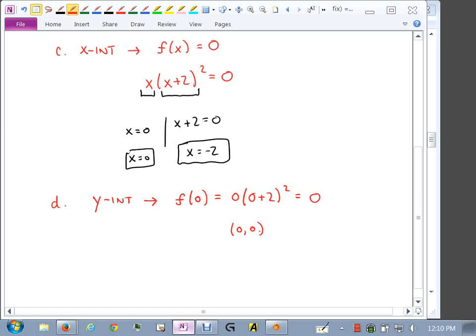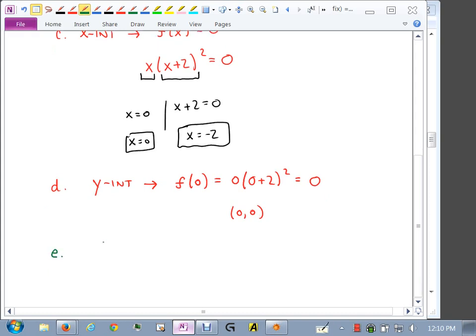We have completed part D. Part E, multiplicities. This is the most important part of the entire problem, all right? What are the multiplicities? So this is part E. So first, let's write down what our two roots are. 0 and negative 2, right? Those are our two roots.